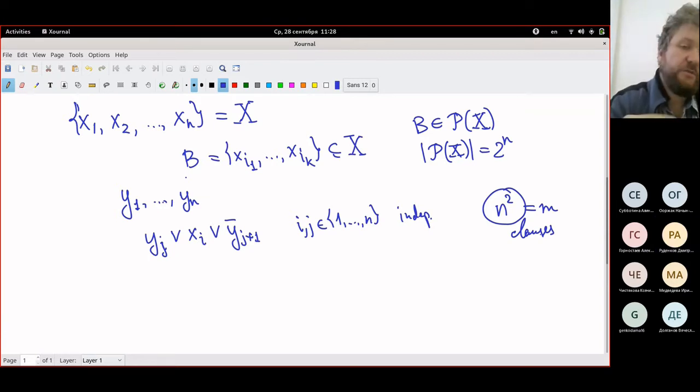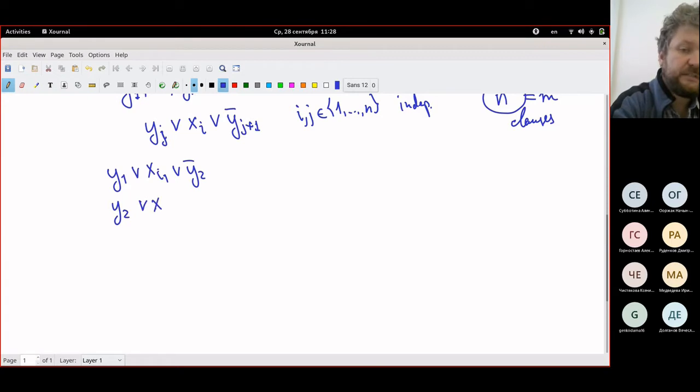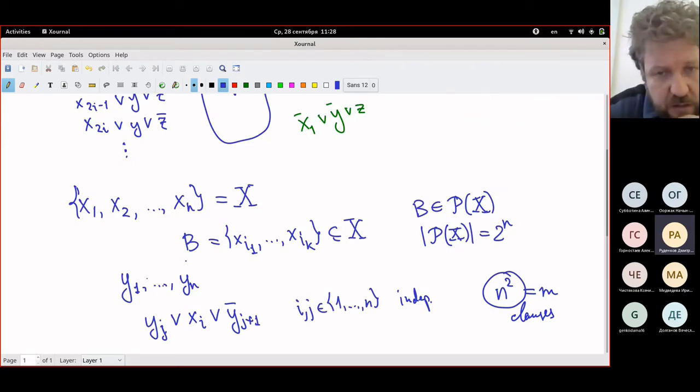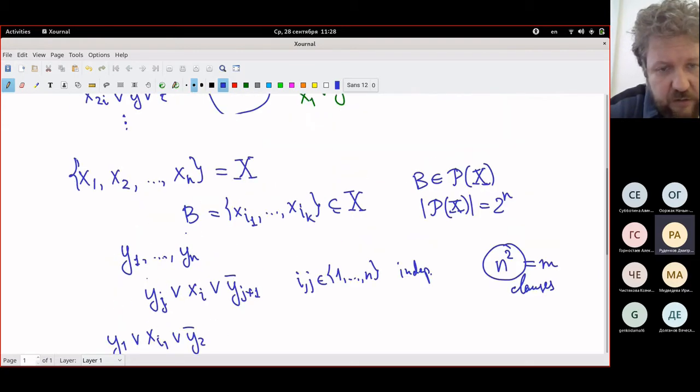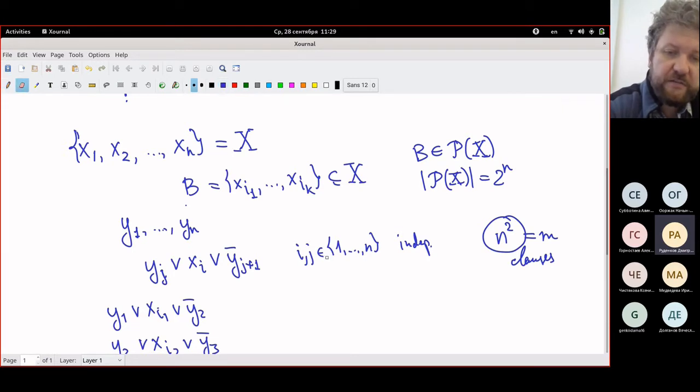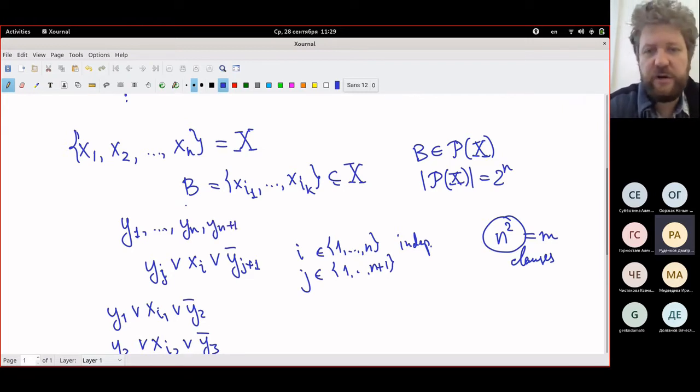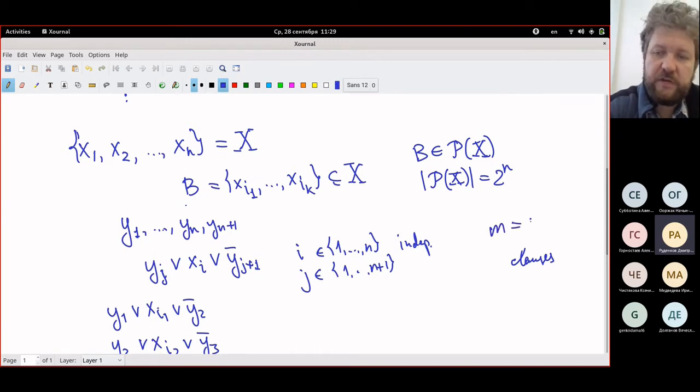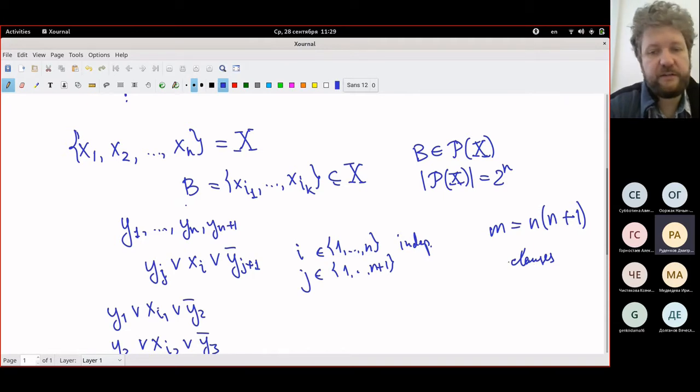And now how can you resolve them? You can take y1 or xi1 or y2 negation. Then you can take y2 or xi2 or y3 negation, and so on and so on. I think i should be from 0, and for j you should have from 1 to n plus 1. You need x1, x2, y, n plus 1 here. And here it will not be n squared, but something quadratic, not exponential. So m is equal to n multiplied by n plus 1. So not so much. And these are called independent.